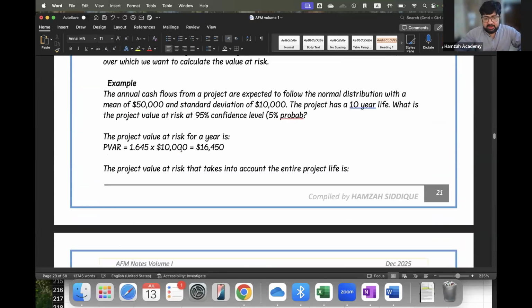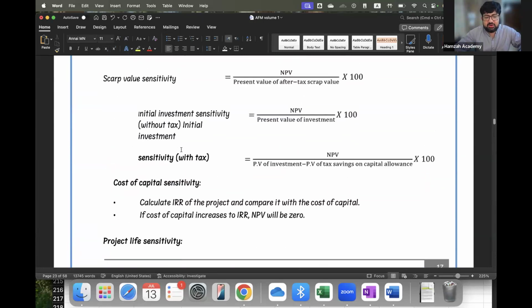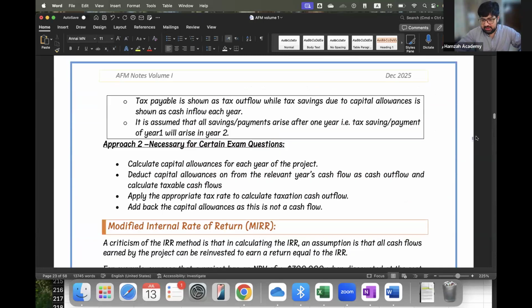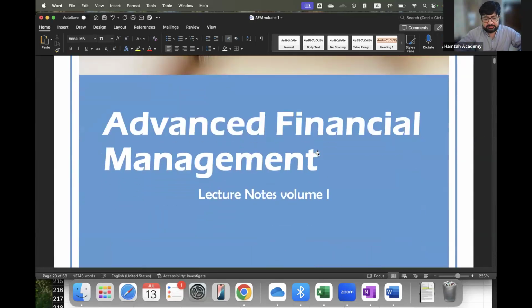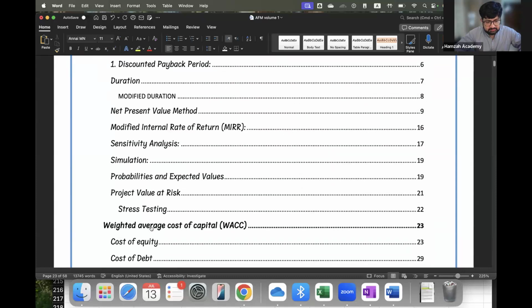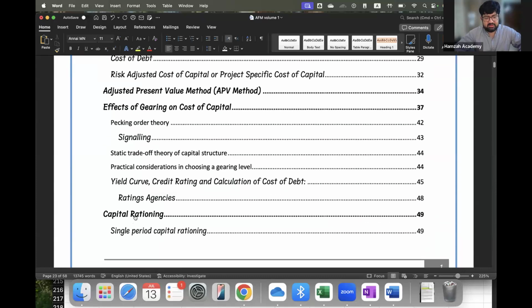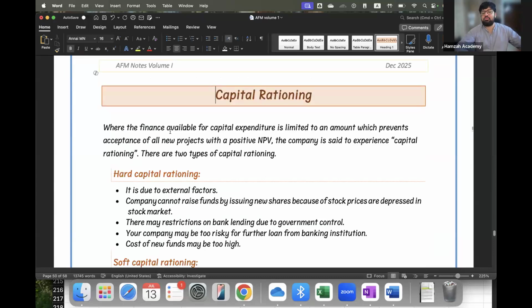So that is it. Now we will be proceeding towards the next topic, which is capital rationing. This is the last topic for today, and I think it will be enough for you to absorb. Okay. So actually, I have prepared a timeline. I will be sharing that. I am updating that actually.